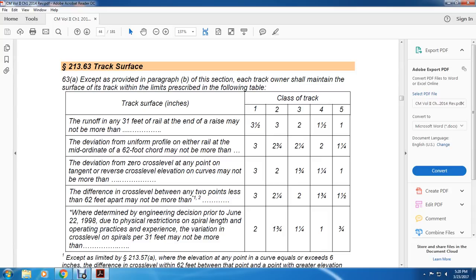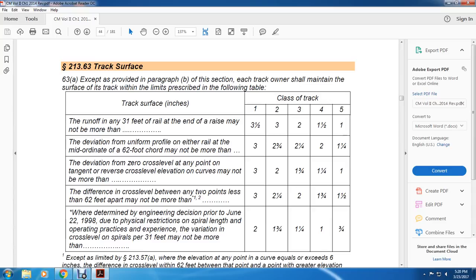The deviation from uniform profile, either rail, at the mid-ordinate of a 62-foot chord may not be more than 3 inches, 2 3/4 inches, 2.5 inches, 2 1/4, 2 inches, 1 1/4. The deviation from zero cross level at a point of tangent, or reverse cross level elevation on the curves, may not be more than 3, 2, 1 3/4, 1 1/4, 1 inch.